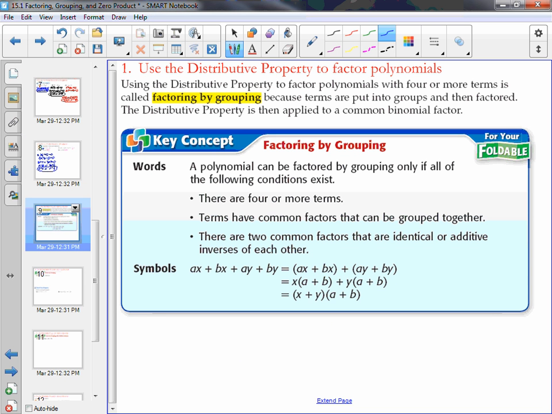Now, one other thing we can do to help us factor is we can factor by grouping. All right. So it says a polynomial can be factored by grouping only if all of the following conditions exist. There are 4 or more terms. Terms have common factors that can be grouped together. And there are 2 common factors that are identical or additive inverses of one another. Additive inverse, what's that? Yeah, opposites, what I've always called them. You add them together, you get 0.